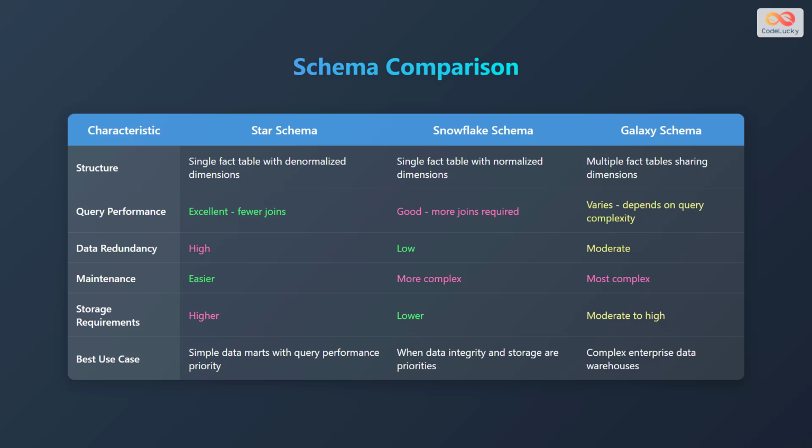Maintenance is easier for star schemas but becomes more complex for snowflake and galaxy schemas, with the galaxy schema being the most complex. Storage requirements are higher for star schemas, lower for snowflake schemas, and moderate to high for galaxy schemas. Star schemas are best suited for simple data marts with a priority on query performance, while snowflake schemas are preferred when data integrity and storage are priorities. Galaxy schemas are ideal for complex enterprise data warehouses.